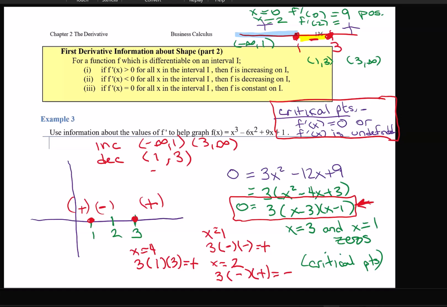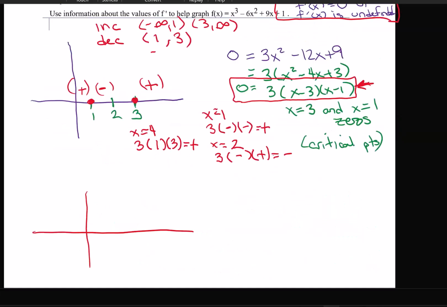I learned all that just from using the derivative of my function. I want to know if 1 is a max or a min. When x equals 1, do I have a maximum or a minimum? Well, if I have a positive slope to a negative slope, I'm going to have a maximum value. So I know when x is 1, that's my maximum.